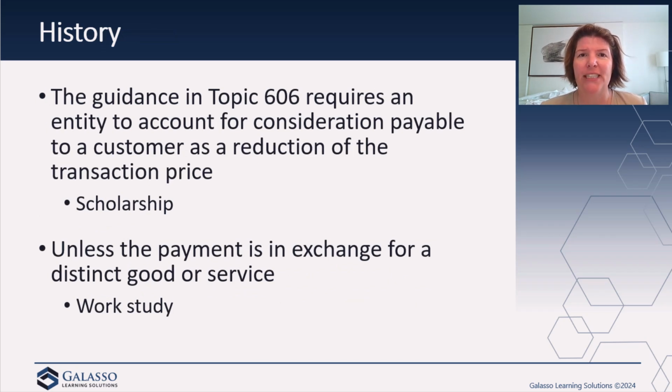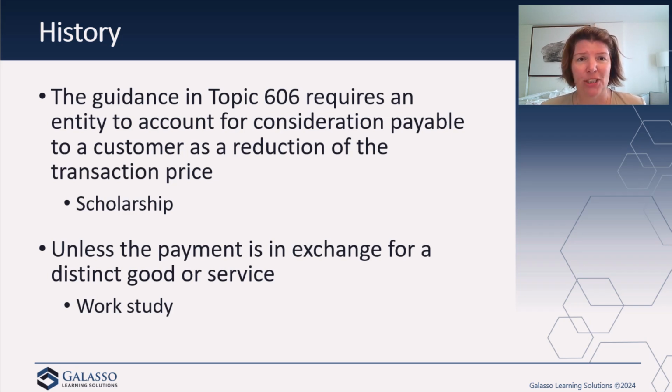So a little bit of history so that we understand where this is coming from. Obviously, this is related to topic 606 because we're talking about a customer here. The guidance in topic 606 requires an entity to account for consideration payable to a customer as a reduction of the transaction price. So for example, if you have a university charging tuition and they give a customer, a student, a scholarship, that is not an expense. It's a deduction from the revenue. If you're charging $30,000 for tuition and they get a $10,000 scholarship, then net revenue is $20,000. So we do not book a related expense. It is a reduction of the transaction price.